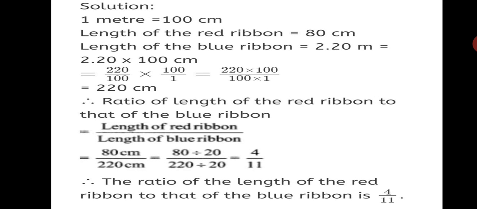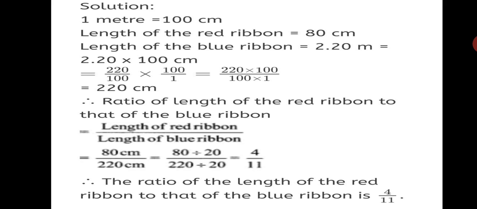1 meter is equal to 100 centimeter. Length of the red ribbon is equal to 80 centimeter. And length of the blue ribbon is equal to 2.20 meter. Means it will be equal to 2.20 into 100 centimeter. Meter to centimeter, when we convert, we multiply by 100, as 1 meter is equal to 100 centimeter. Now 2.20, we write it as 220 upon 100 in its fractional form.